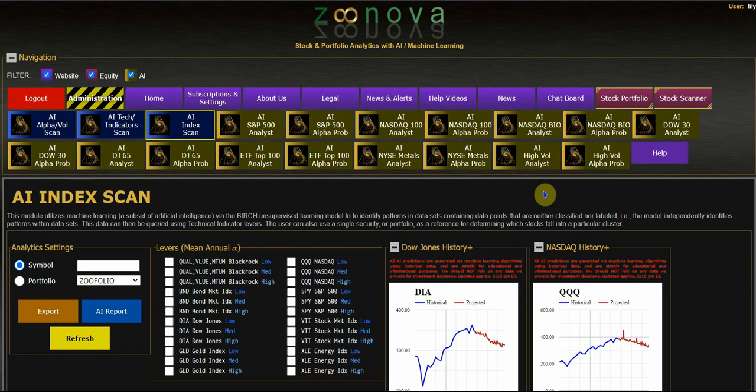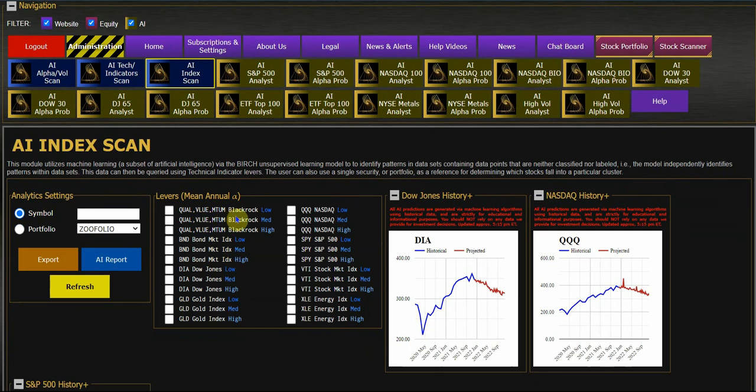In this video I'd like to introduce you to a new module, the AI Index Scan. It is like the other clustering scans we do for tech indicators and alpha and volatility. In this one we're using 10 different indexes, and we're using 3 different indexes as Blackrock factors actually. So we first do a factor analysis, and then we use that data to incorporate into the Birch unsupervised learning model. We also use bonds, Dow Jones, Gold Index, NASDAQ, S&P 500, Total Stock Index, and energy.